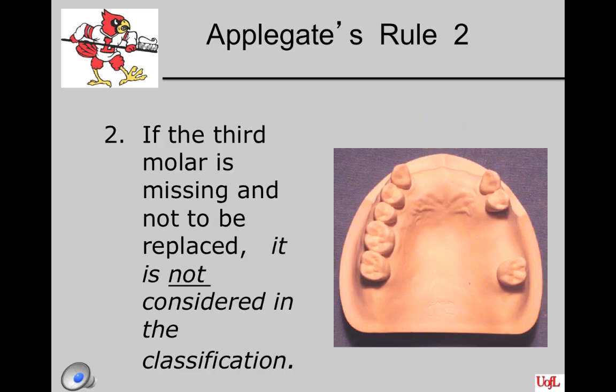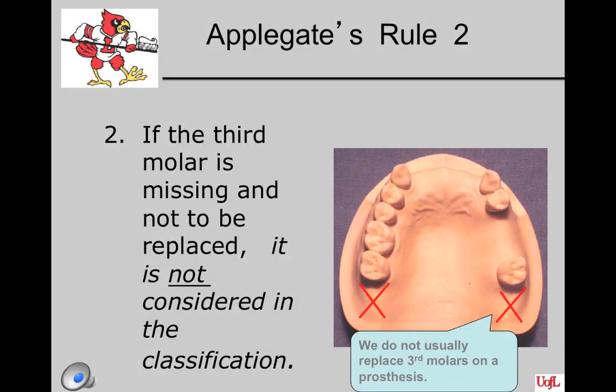Applegate's rule number 2 is, if a third molar is missing and not to be replaced, it is not considered in the classification. You only consider for classification the edentulous areas that you're going to restore. We usually do not replace third molars with an RPD prosthetic tooth unless there's an opposing dentition that we want to keep from extruding out of the plane of occlusion.